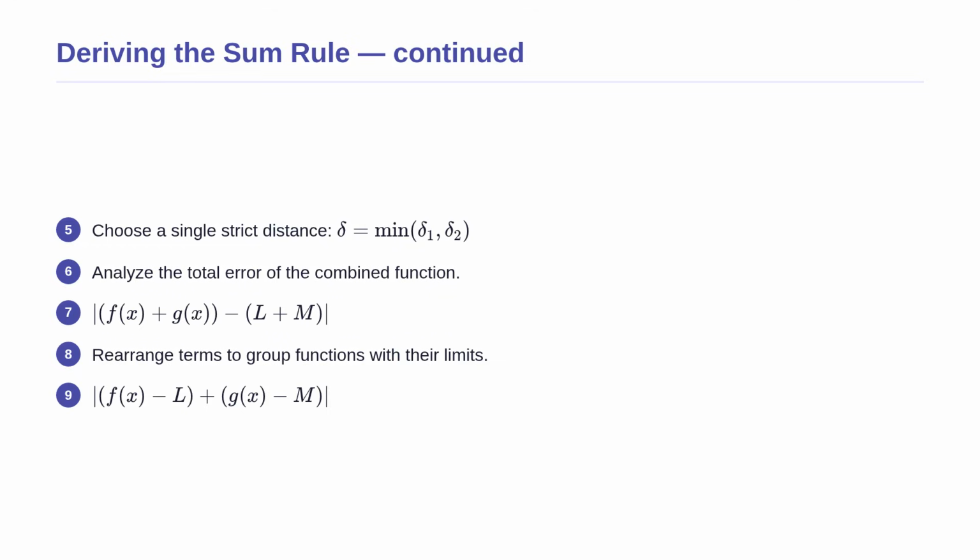Think of it like a security clearance. If one door requires level 3 and another requires level 5, having level 5 guarantees you can open both doors. By choosing the stricter distance, we guarantee x is close enough to keep both functions within their allowed half errors. Now we look at the total error of our combined function. We want to find the distance between our combined function and our combined target, L plus M. By using basic algebra, we rearrange the terms inside the absolute value, grouping f of x with L and g of x with M.